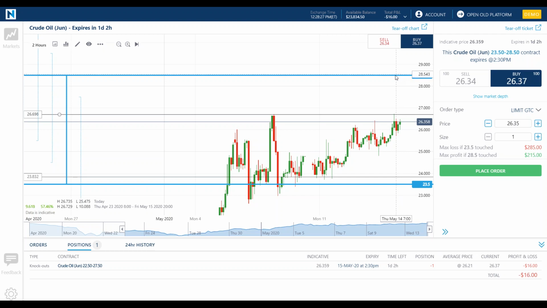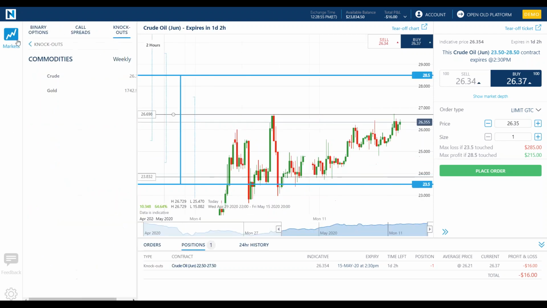Conversely, if it does turn and comes back down, I don't have to hope for maximum profit, hoping it hits 23.5 and I get knocked out. I could always buy it back, say down at 24.80, and just take a partial profit. So you've got plenty of choices, and hopefully that helped you understand knockouts. Directional plays.